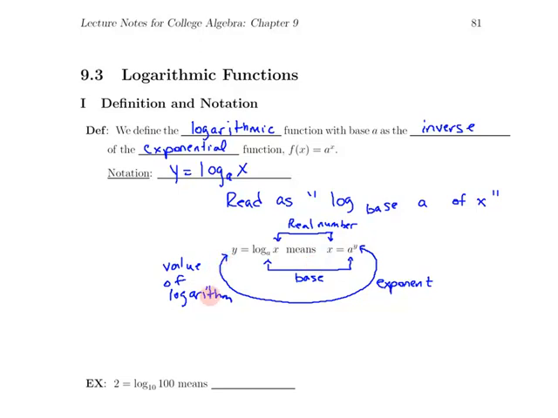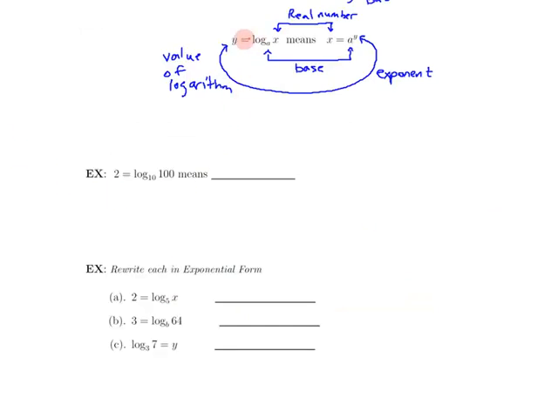Let's look at a few examples below. According to this statement right here, we can rewrite log base 10 of 100 equals 2 in the following way. Notice how the base is the base of the exponent, 10. The value of the logarithm, the output, is the exponent, and then the inside is what it's equal to. Now look at that statement. That's obviously true. We know that 100 is 10 squared.